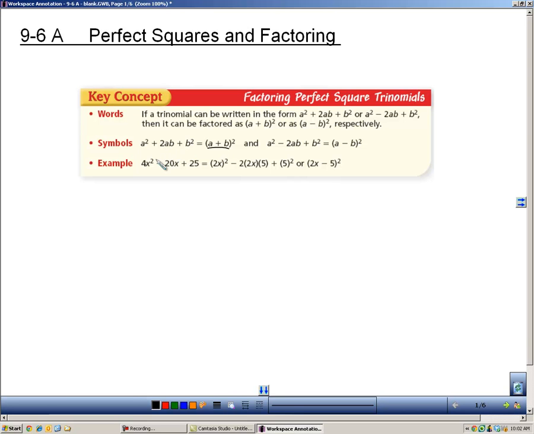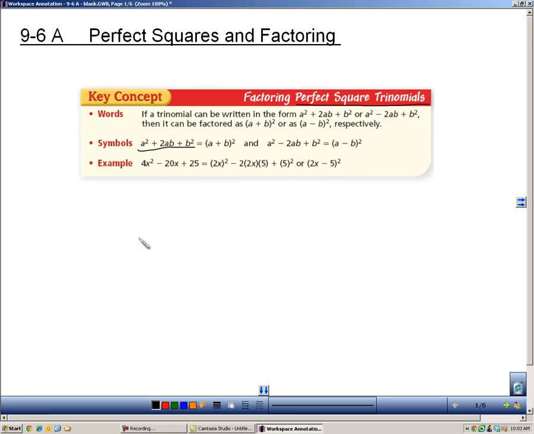Now that pattern that we learned back in Chapter 8, I told you to remember it because now we're going to use that same pattern, because that trinomial has a special name. It's called a perfect square trinomial. And if you ever see a perfect square trinomial, now that we're dealing with factoring, you should be able to pull it apart into its binomial factors just like this.